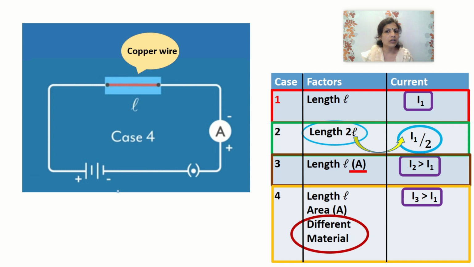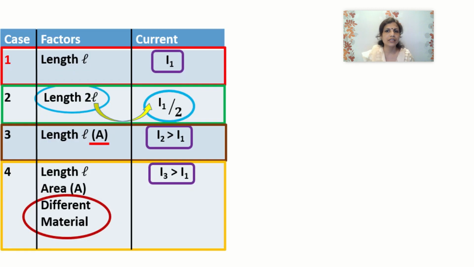Now let's study all these cases. From the first two cases, when we took a small piece of nichrome wire of length L, the current flowing through the wire was I1. When we doubled that nichrome wire, we observed that the current flowing through the wire was half of the previous value. So from this we can say that the current is inversely proportional to the length of the conductor.